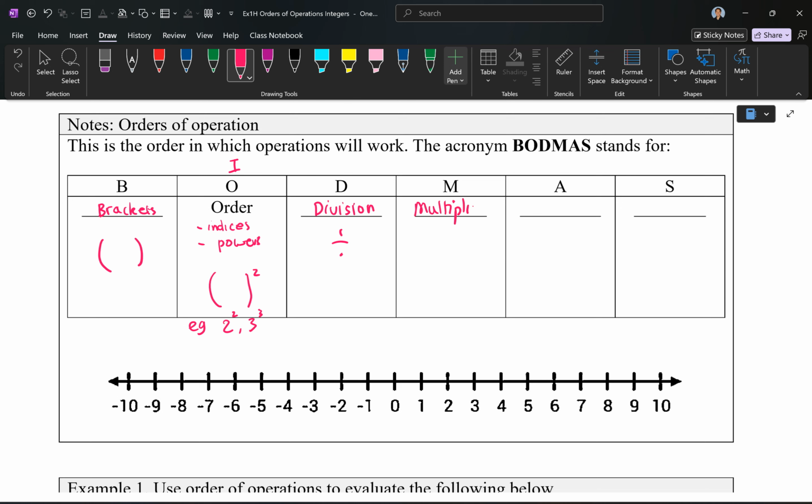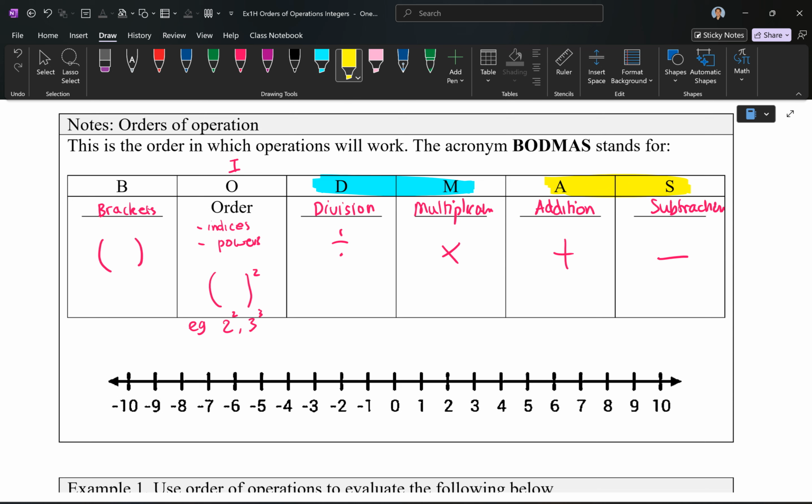Multiplication, times, and then A must be what? Let's go with Zara Jones. Addition, and then finally we've got subtraction. Now I'm going to highlight the groups. This division and multiplication is in the same ranking. Doesn't have to go first or the other. It just goes left to right. Same thing with addition, subtraction. There is no ranking. It just goes from left to right.